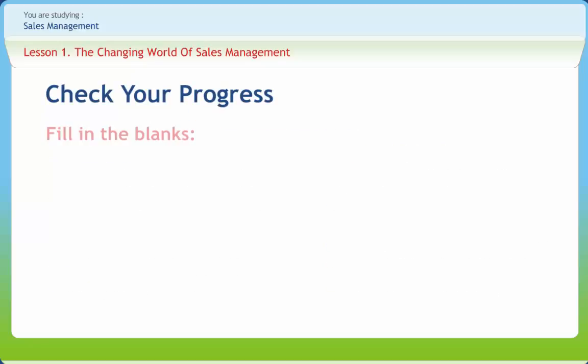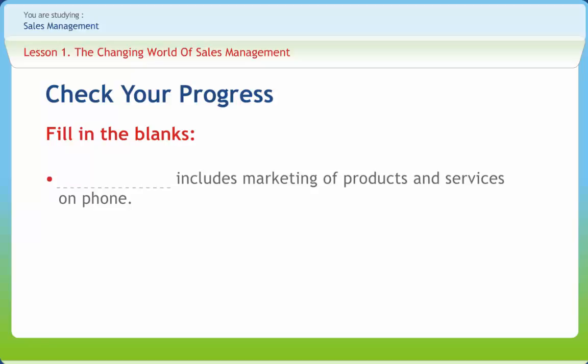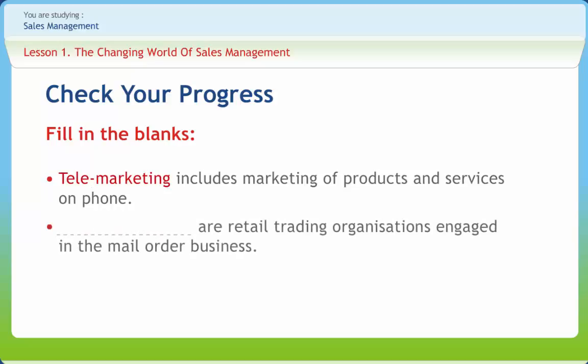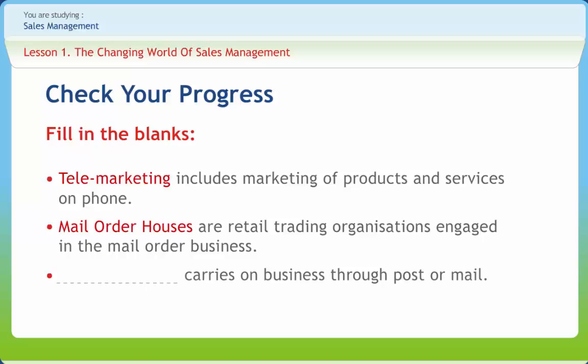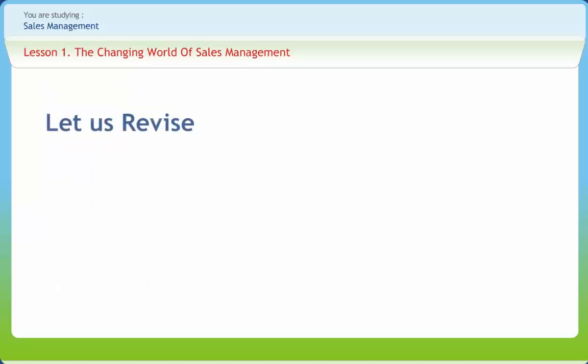Now let us check if we have understood the various concepts discussed in this lesson clearly. What includes marketing of products and services on phone? Telemarketing. What do you call the retail trading organizations engaged in mail order business? Mail order houses. What carries on business through post or mail? Mail order sales.